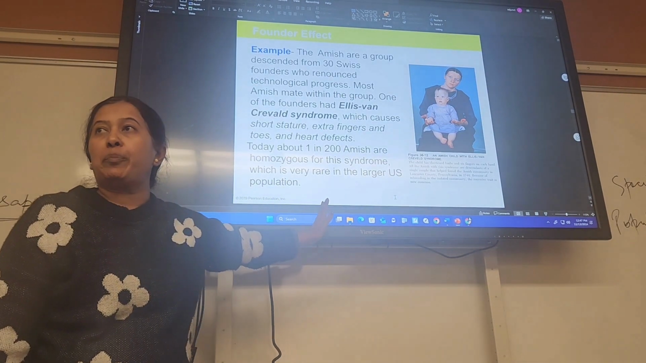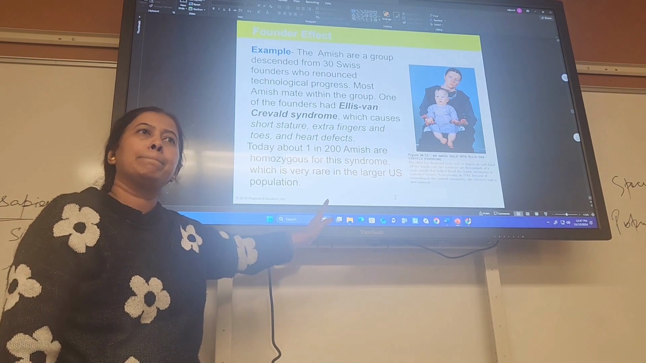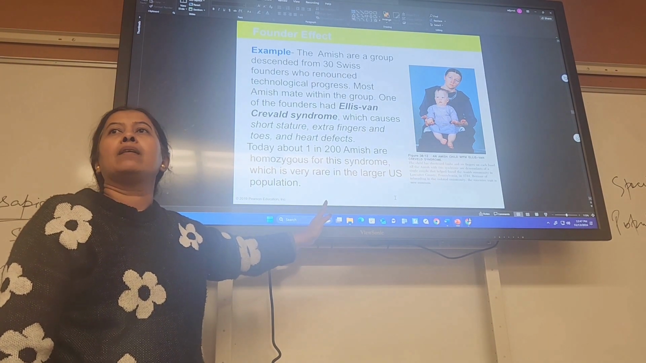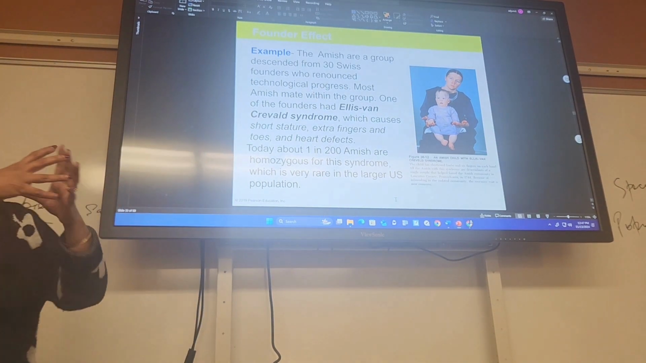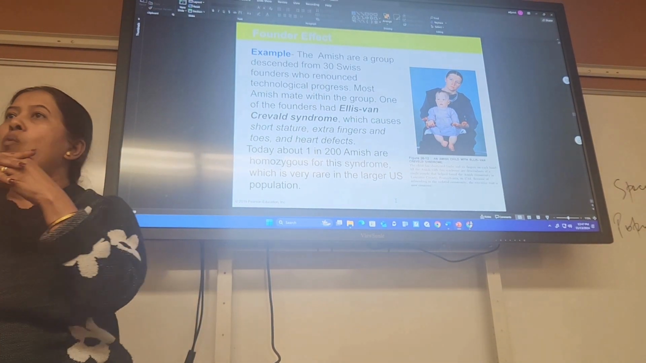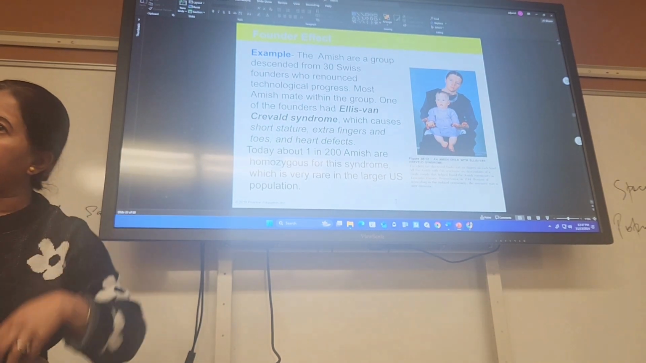Do you know of Amish people? Have you heard of Amish? Where do they live in the US? Kind of up north. Midwest, Pennsylvania, all those places, right? Indiana. So the Amish are a very close-knit community. They don't want to mix with other people from outside. They want to marry within the community and so on.